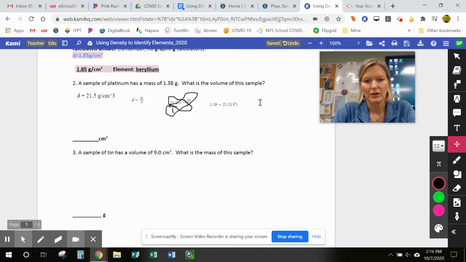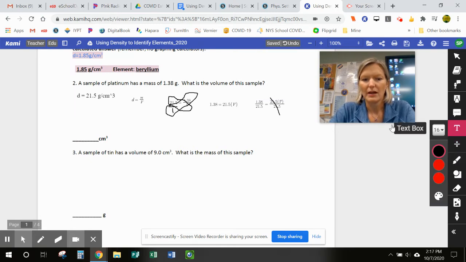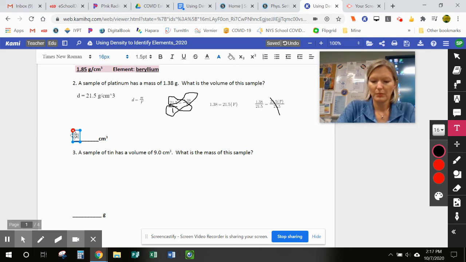21.5. So our next step is 1.38 divided by 21.5 equals 21.5 times V divided by 21.5. When we do this, these 21.5s cancel each other out, and we end up with our final answer of V equaling 0.06. Okay, so that's one way. We can do cross multiplying.